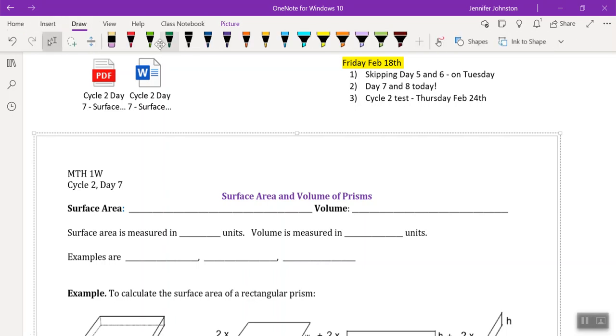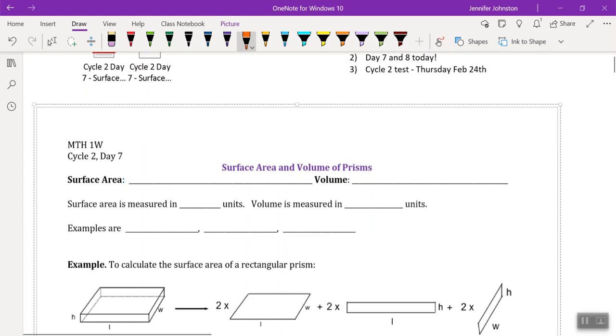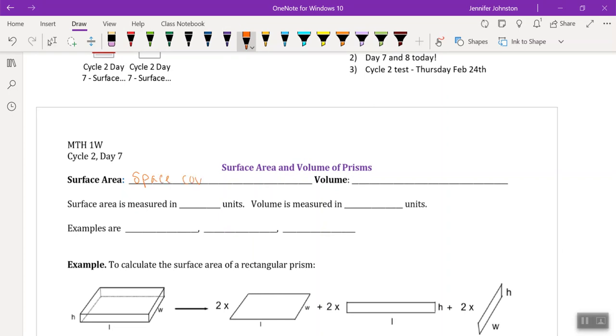Let's get going. When looking at surface area, it is the space covering just the outside. So it's almost like wrapping a present or like a package from Amazon. It's just the outer space of an object. So space covering what's on the outside.